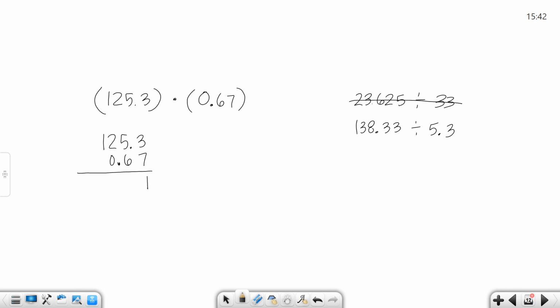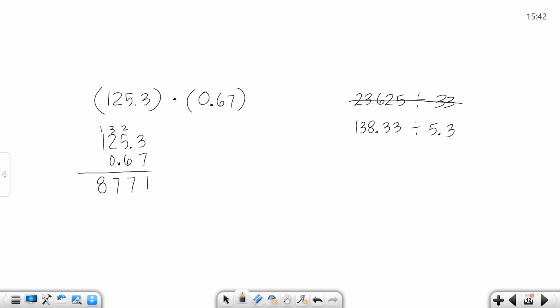So 7 times 3 is 21, and I'll carry. That's 35 with 2 would be 37, and I'll carry. 7 times 4 is 14. That's 7 times 2 is 14. 14 and 3 give me 17, and I'll carry. 7 times 1 is 7. 7 plus 1 is 8.